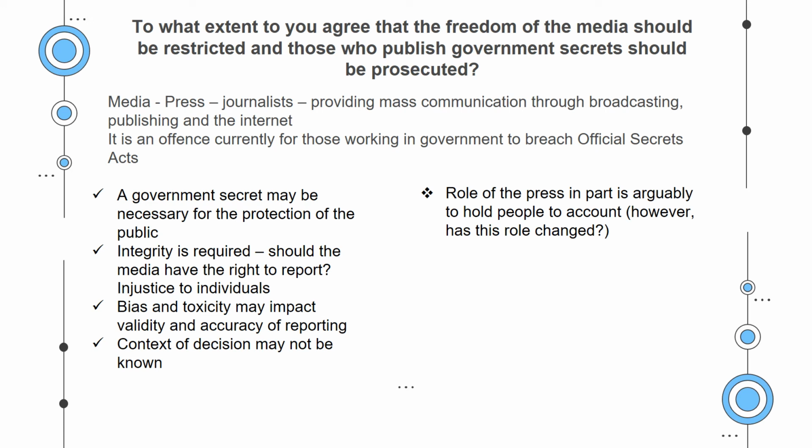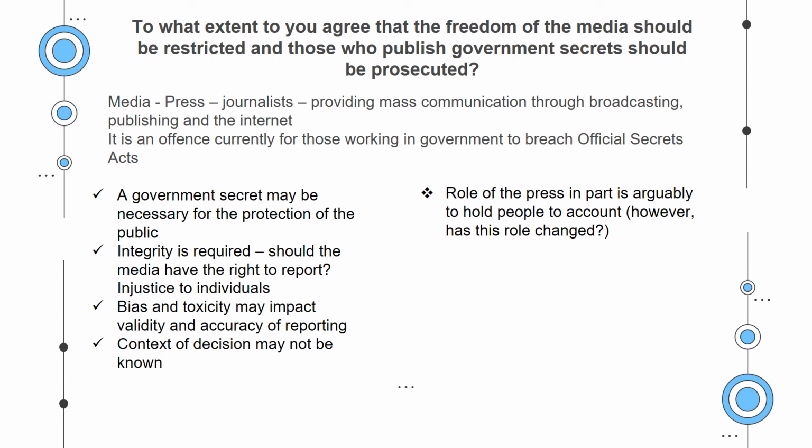So if you look here, I have more reasons for yes than no. So naturally, I would be concluding that yes, there should be. Somebody else may have a different view. So government secrets may be necessary. Integrity is required. Should the media have the right to report before anybody else? Could bring injustice to individuals. Bias or toxicity may impact the validity. Context of the decision may not be known.